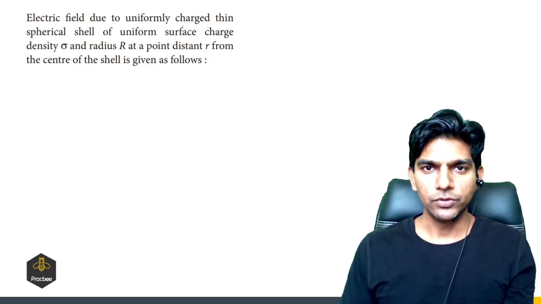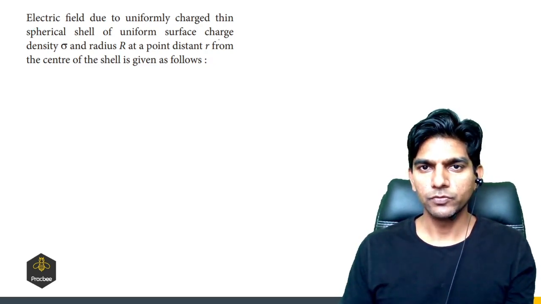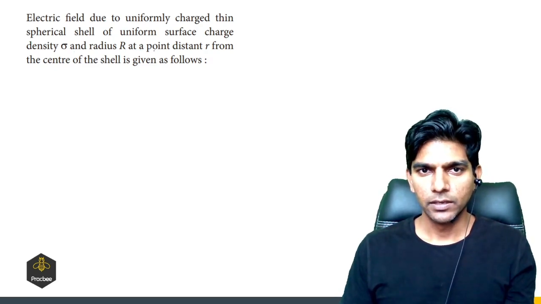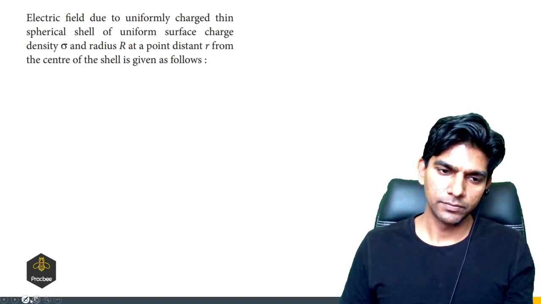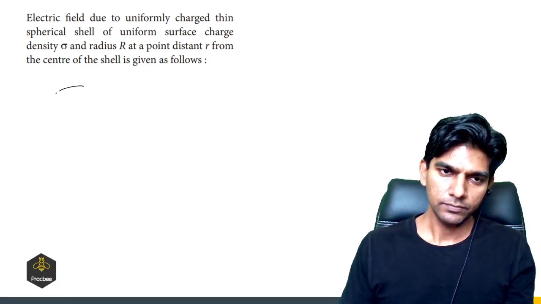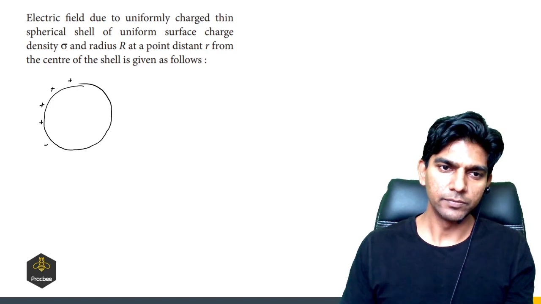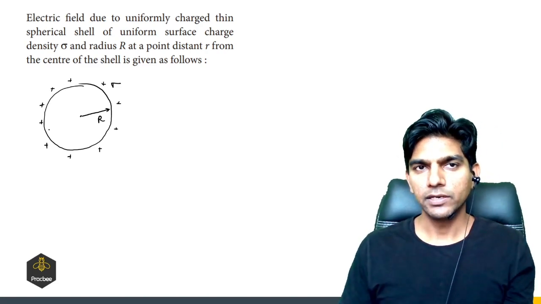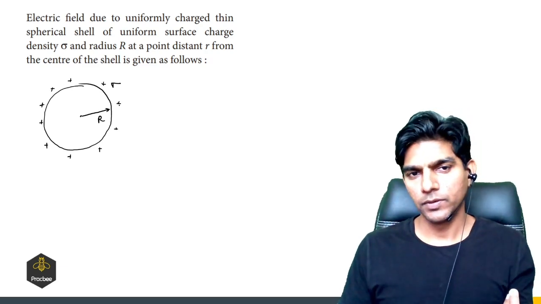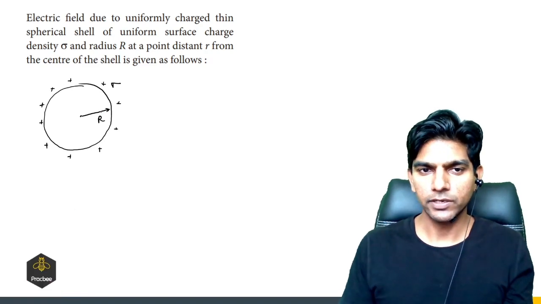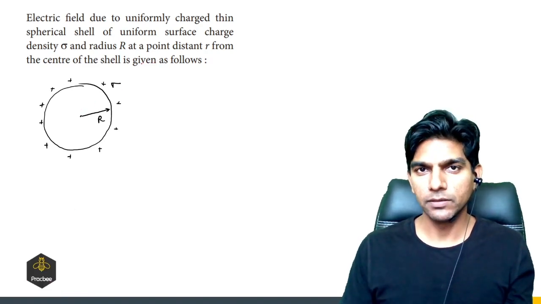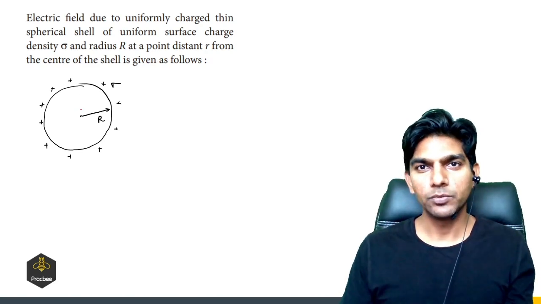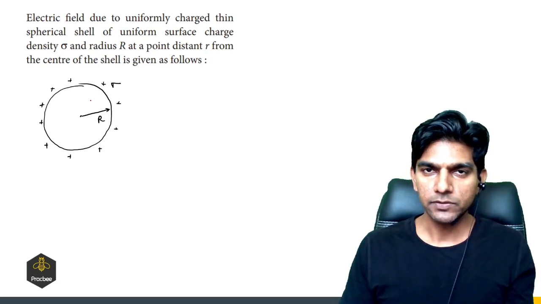Next, electric field due to a uniformly charged thin spherical shell of uniform surface charge density sigma and radius R, at a point at distance r from the center of the shell. Okay, right. So we are given a shell, and this shell has a uniform surface charge density sigma, and a radius capital R. We need to find the electric field at a distance r. Now, in this case, we can have two different cases. One case is when the point at which we want to find the field lies inside the shell, and the second case is when the point lies outside the shell. So I'm considering the first case, when it is lying inside the shell.